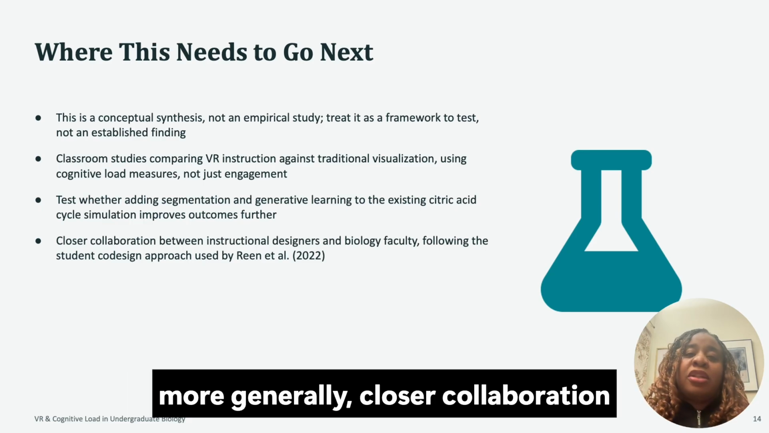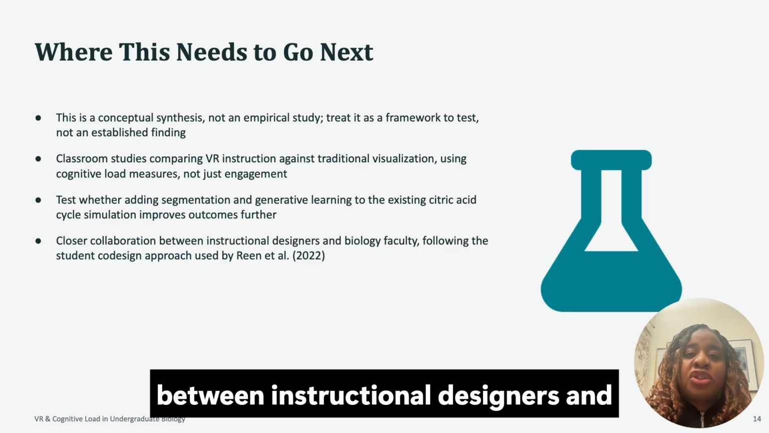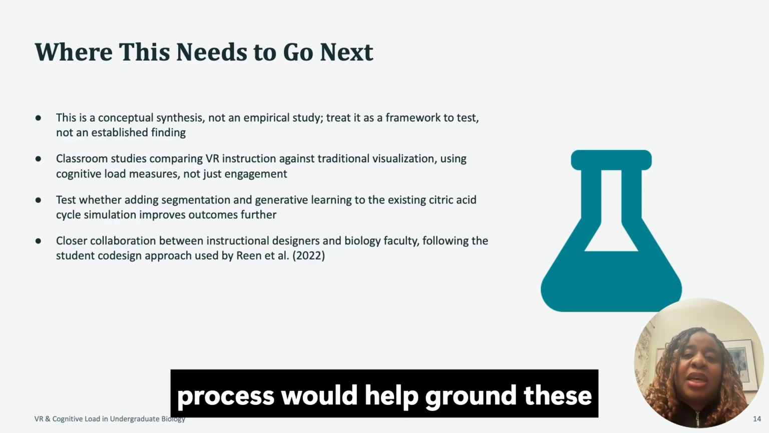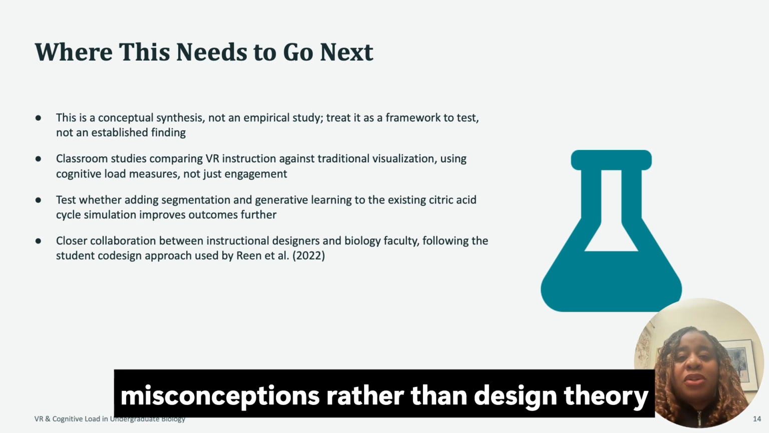And more generally, closer collaboration between instructional designers and biology faculty during the design process would help ground these decisions in real students' misconceptions rather than design theory alone.